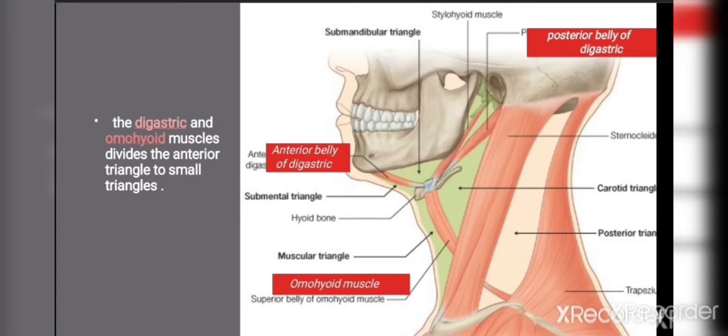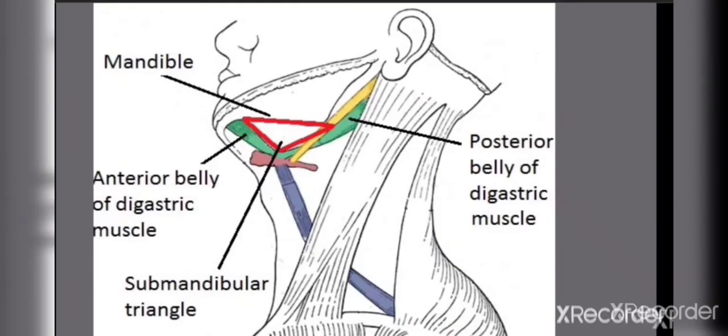This anterior triangle has been further subdivided into different triangles with the help of the digastric and the omohyoid muscles. There are two bellies of the digastric muscle, that is why it is named digastric. This is the anterior belly and this is the posterior belly. So the posterior belly and the anterior belly of the digastric muscle, and this omohyoid muscle divide this triangle into 4 triangles. So here we can see the digastric muscle and the omohyoid muscle clearly.